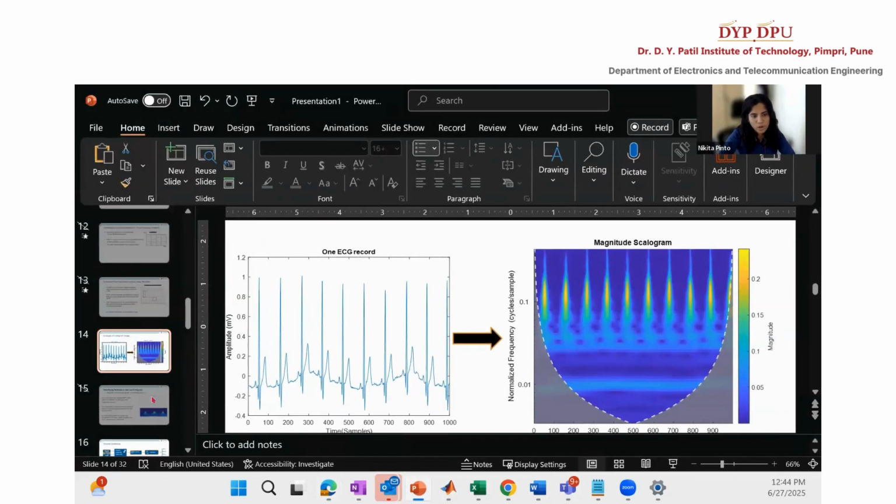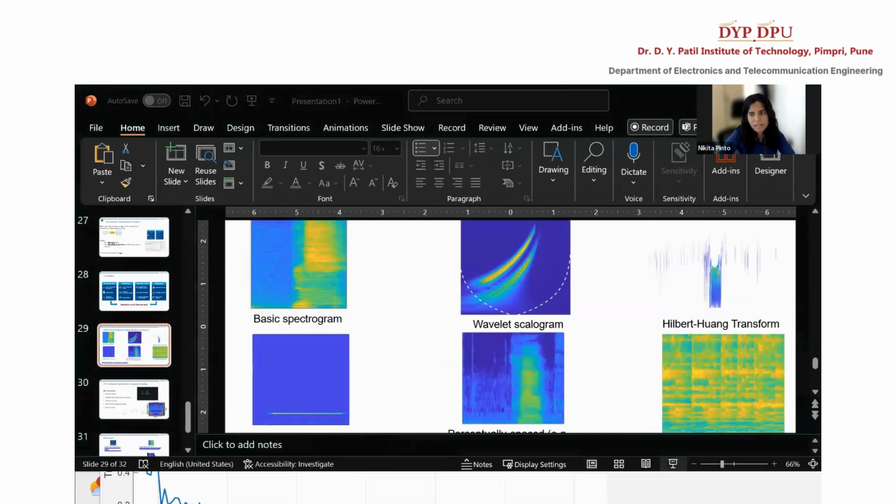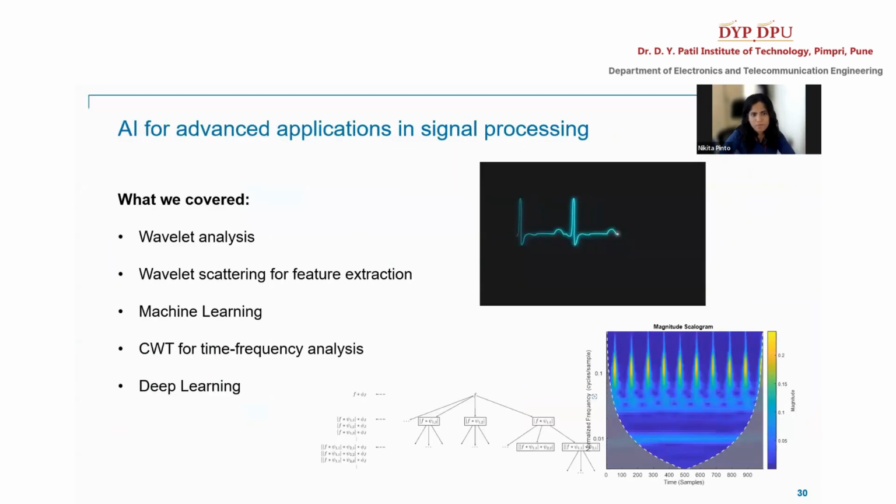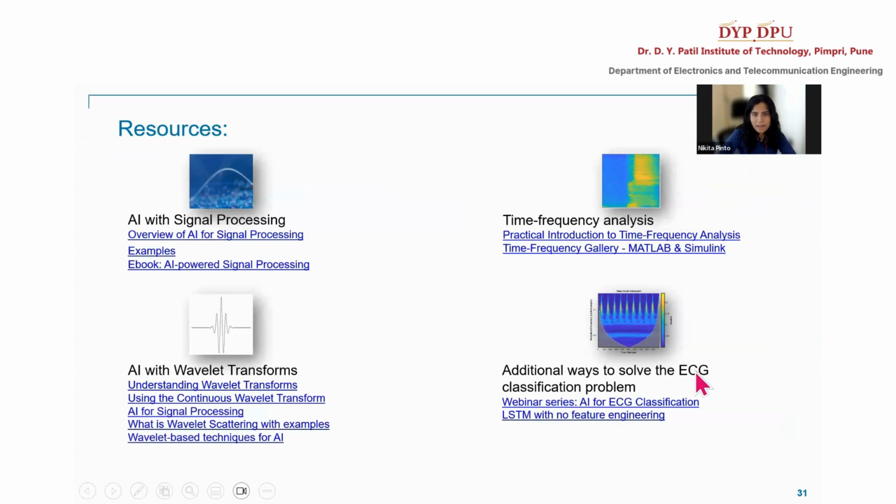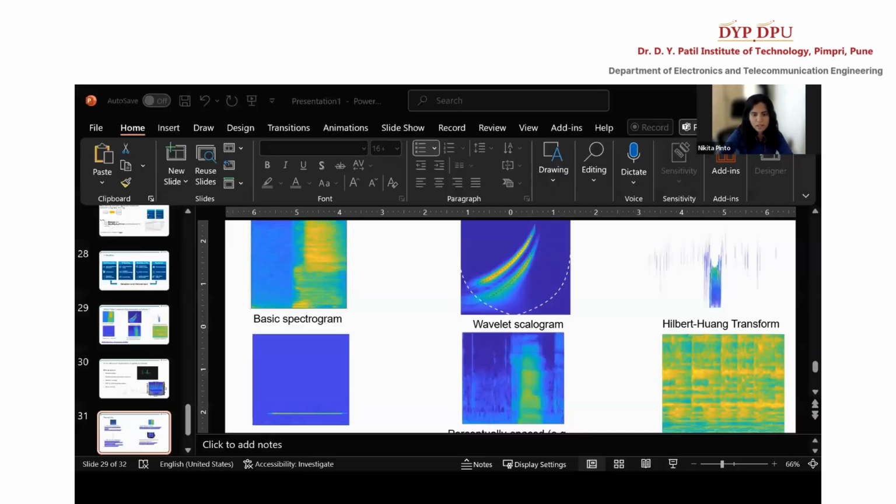So for those of you who want to explore the signal processing, time frequency stuff a little more, that's something you can try out. Summary of what we looked at today: the wavelet part, scattering, machine learning, deep learning. And if you want to go a little more in depth with any of these topics, let's say AI with signal processing, time frequency analysis, wavelets, or even the ECG problem itself, go follow some of these links. It will be useful for you.